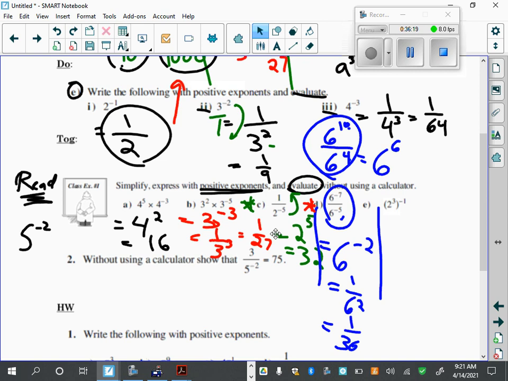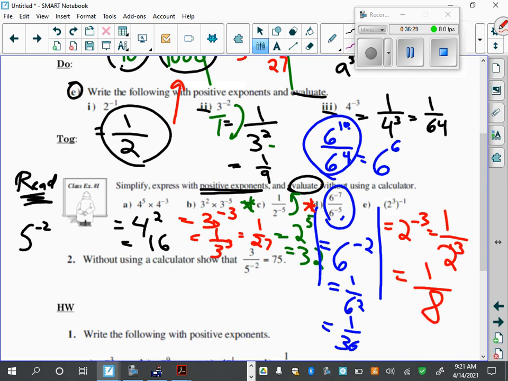All right, let's finish this off. 2 to the negative 3, you multiply exponents, which is 1 over 2 to the positive 3, which is 1 over 8.